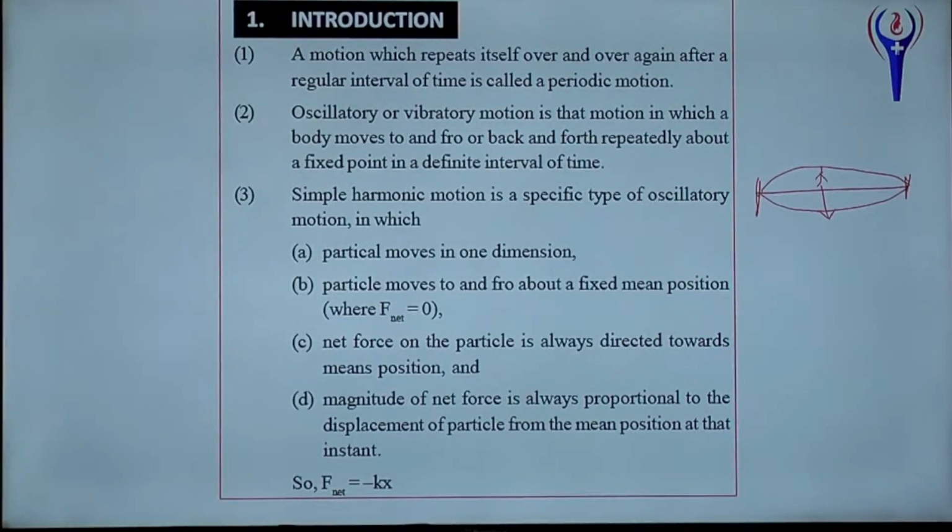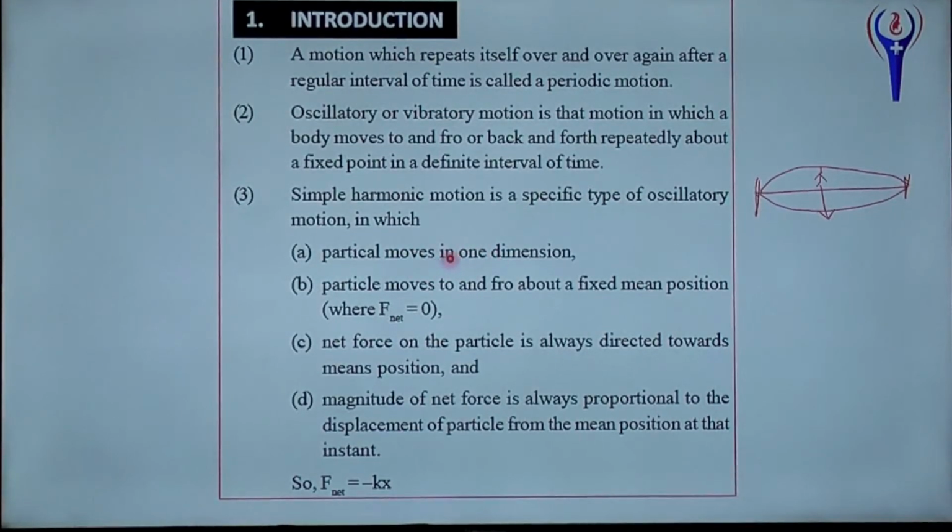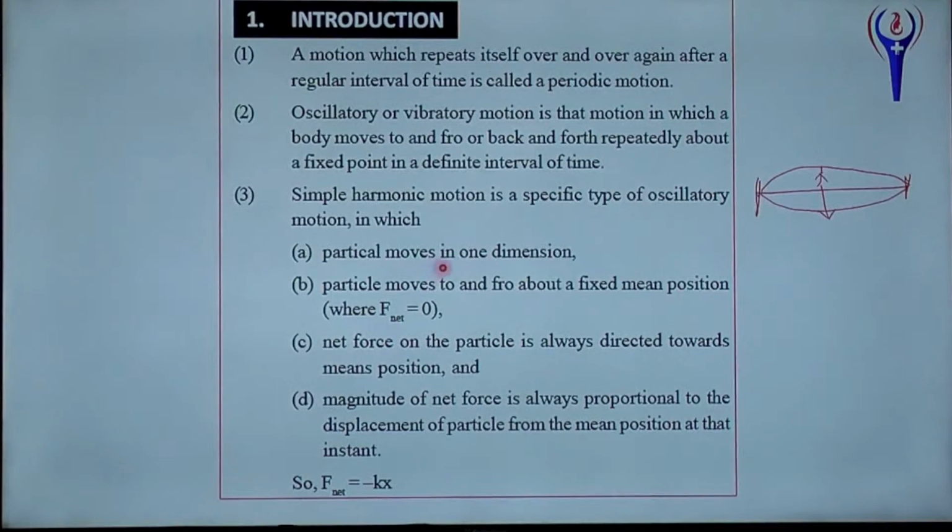So, that is a vibratory motion that comes under oscillatory motion. And simple harmonic motion is a specific type of oscillatory motion in which the particle moves in one dimension, one axis only, x axis, y axis, like that. And the particle moves to and fro about a fixed mean position.